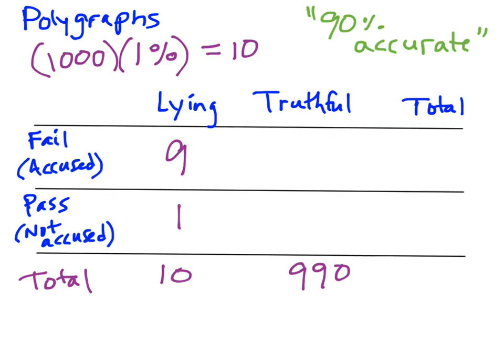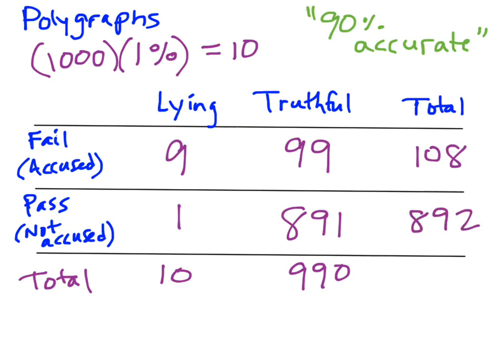So 90% of 990 is 891 people. And then the other 10% of the time, people who are telling the truth are accused of lying, they fail the test. So that's the other 99 people. Totals in this case, we have 108 people who fail the test and 892 people who pass the test, some of whom are lying, some of whom are telling the truth.